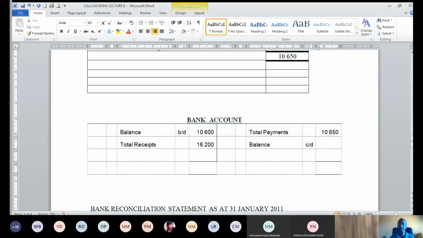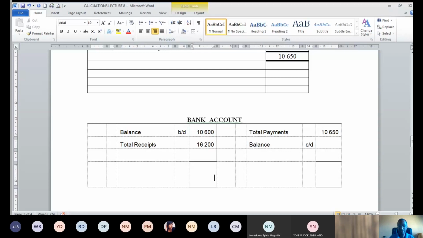Remember, we are busy with a step now that we must complete our bank account. We must prepare a bank account. You prepare the bank account, start the bank account there with the opening balances, transfer the cash receipts journal to the debit side of the bank account, transfer the cash payments journal to the credit side of the bank account, add up the amounts now. Add up the debit side, 26,800. Record that now on the credit side also, 26,800.